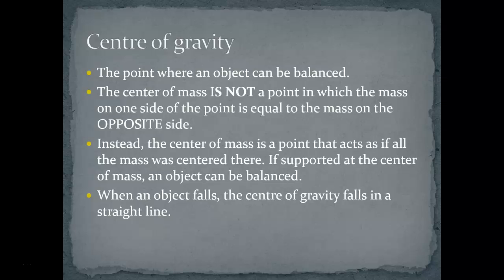Now, the center of gravity is a point where an object can be balanced. The center of mass is not a point in which all the mass on one side of the point is equal to the other side. Okay, that is one thing first of all. Instead, it's a point that acts as if all the mass were actually centered there, because it depends so much upon the geometric shape. And when an object falls, the center of gravity falls in a straight line.